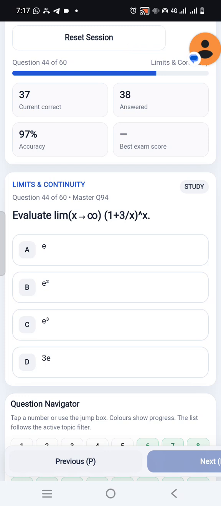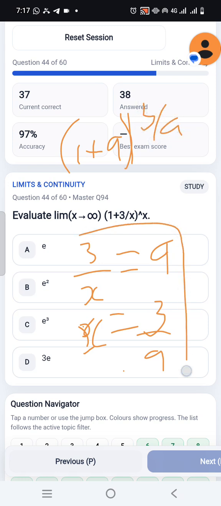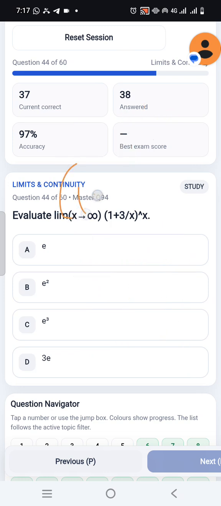So with this knowledge, I will now say that let my 3/x be equal to something. Let me say it's equal to a. So that means that my x is actually equal to 3/a. Why I'm doing this is because I want to write it in the form of 1 + 3/x. I will replace 3/x with a, and this x I will replace with 3/a. Do you get it? So I have (1 + a) raised to 3/a, right? So that will now be (1 + a) raised to 1/a times 3. Do you get it? So I can now use that definition.